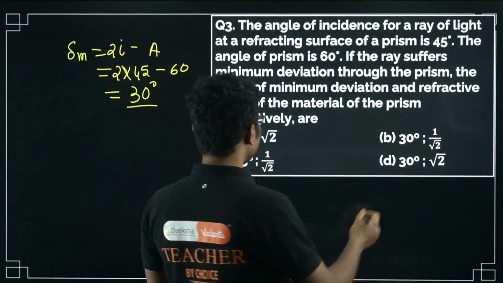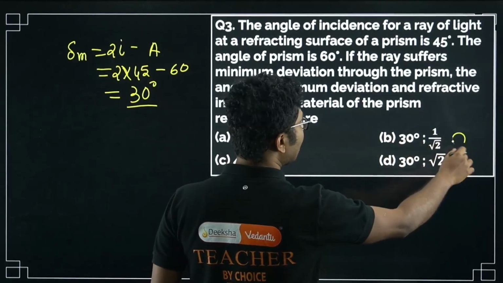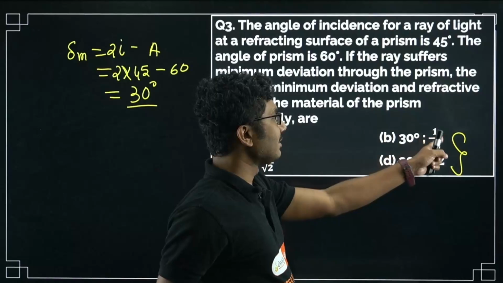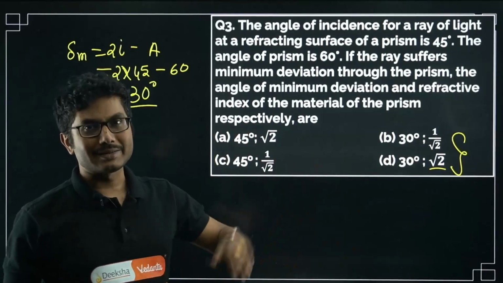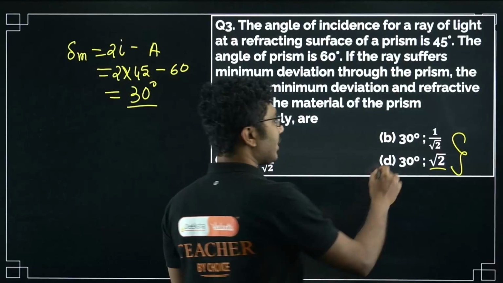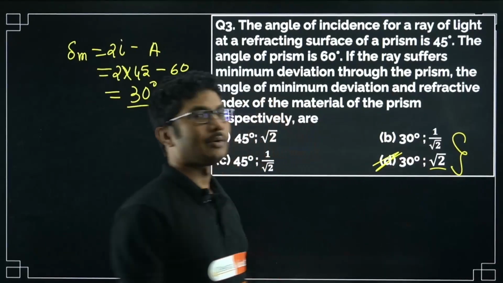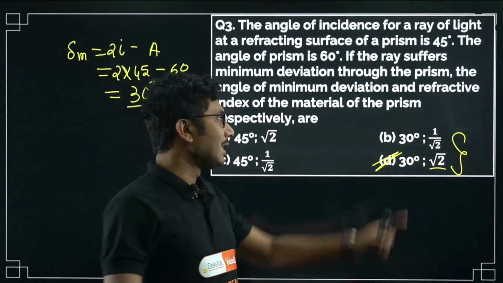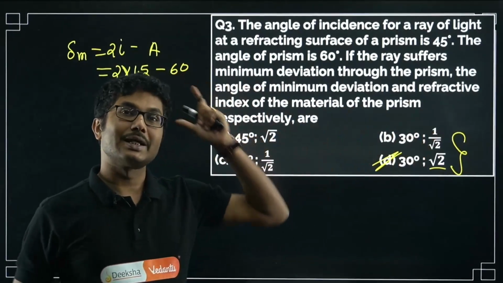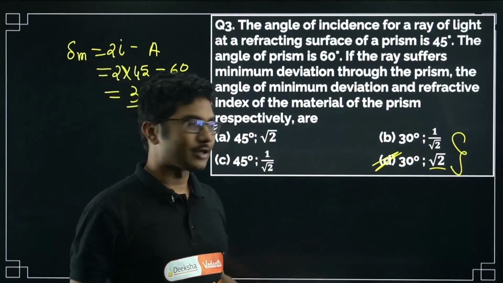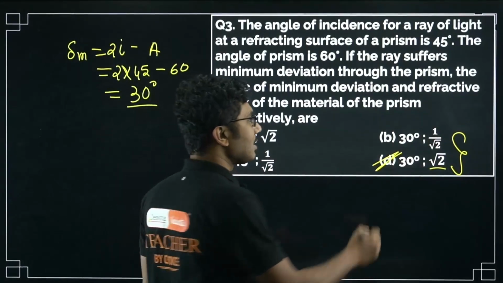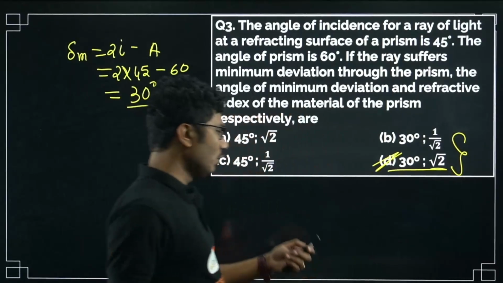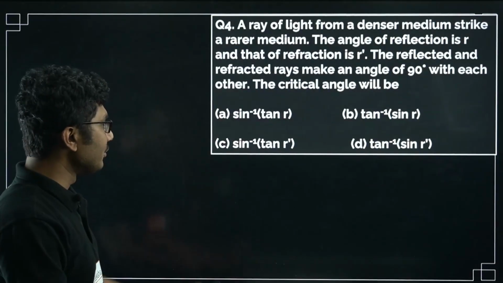Why? If you see that at 30 degrees there are two refractive indices, one is less than 1 and another is greater than 1. Refractive index less than 1 is not possible, so the refractive index will obviously be greater than or equal to 1. Less than 1 would mean the speed of light is greater in that medium than even in vacuum, so it is not possible. So definitely the answer is 30√2. This is how you should reduce your time.